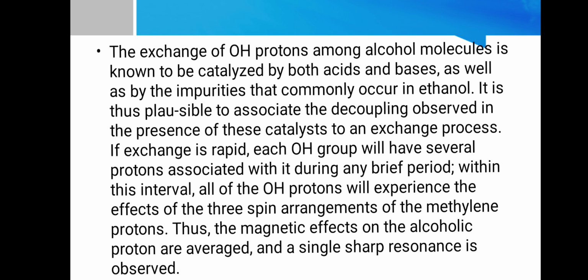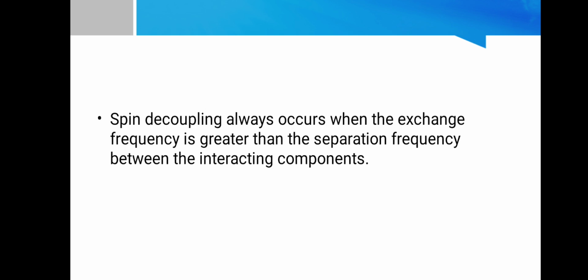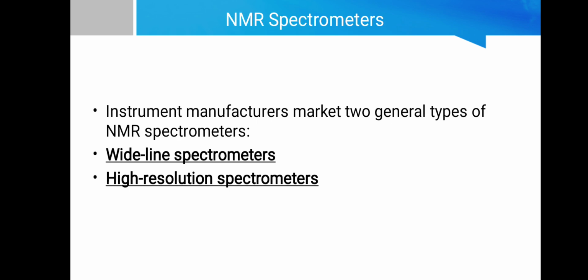If the exchange is rapid, each OH group will have several protons associated with it during any brief period. Within this interval, all of the OH protons will experience the effects of the 3 spin arrangements of the methylene protons. Thus, magnetic effects on the alcoholic protons are averaged and a single sharp resonance is observed. Spin decoupling always occurs when the exchange frequency is greater than the separation frequency between the interacting components.